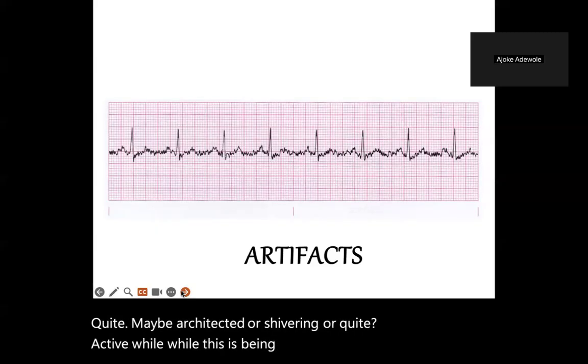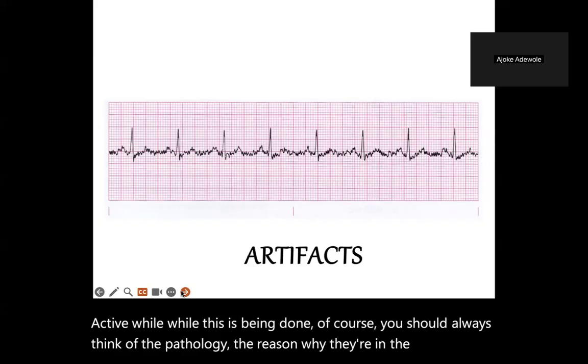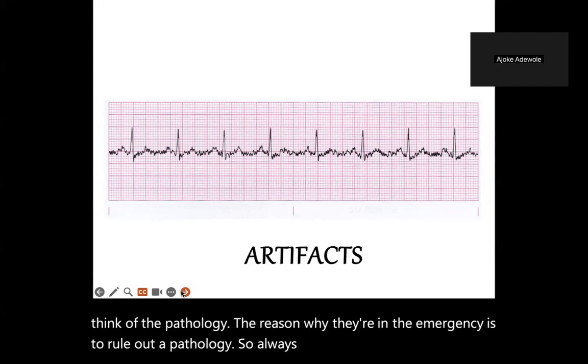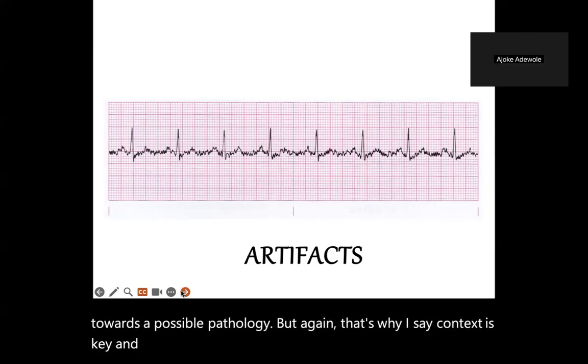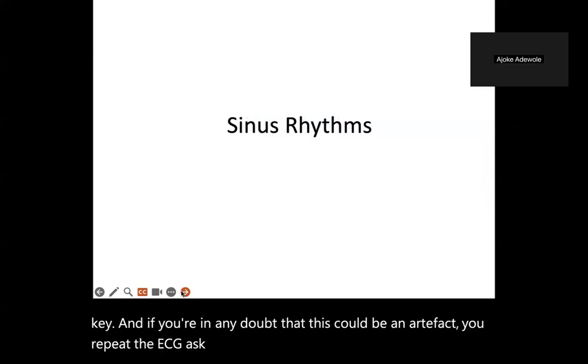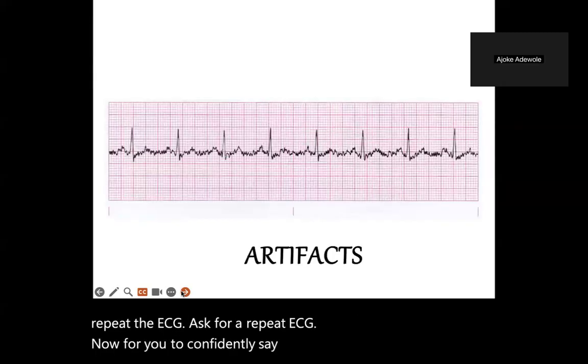Of course, you should always think of the pathology. The reason why they're in the emergency department is to rule out a pathology. So always keep your mind open towards a possible pathology. But again, that's why I say context is key. And if you're in any doubt that this could be an artifact, you repeat the ECG. Ask for a repeat ECG.